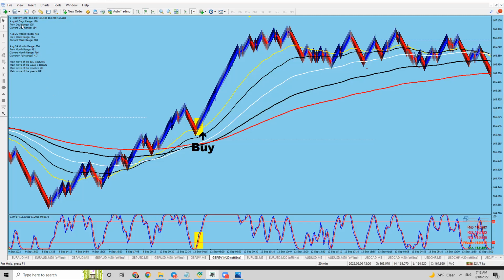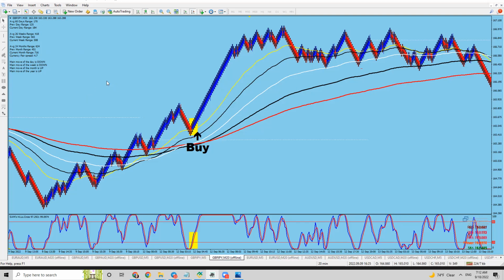But this is what is important. The 60-day average daily range is 170. That means that the pair in a day, like a 24-hour day, from the high to the low, moves around 170 pip. This average is 170 pip. Sometimes maybe 160, 150, sometimes 200, but the average is 170.